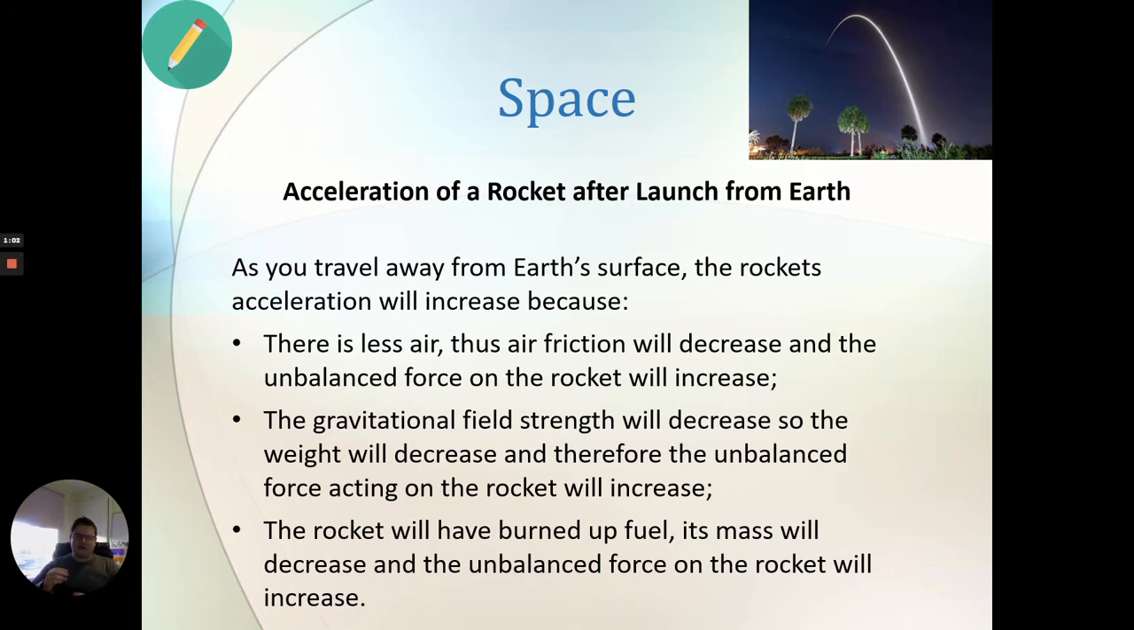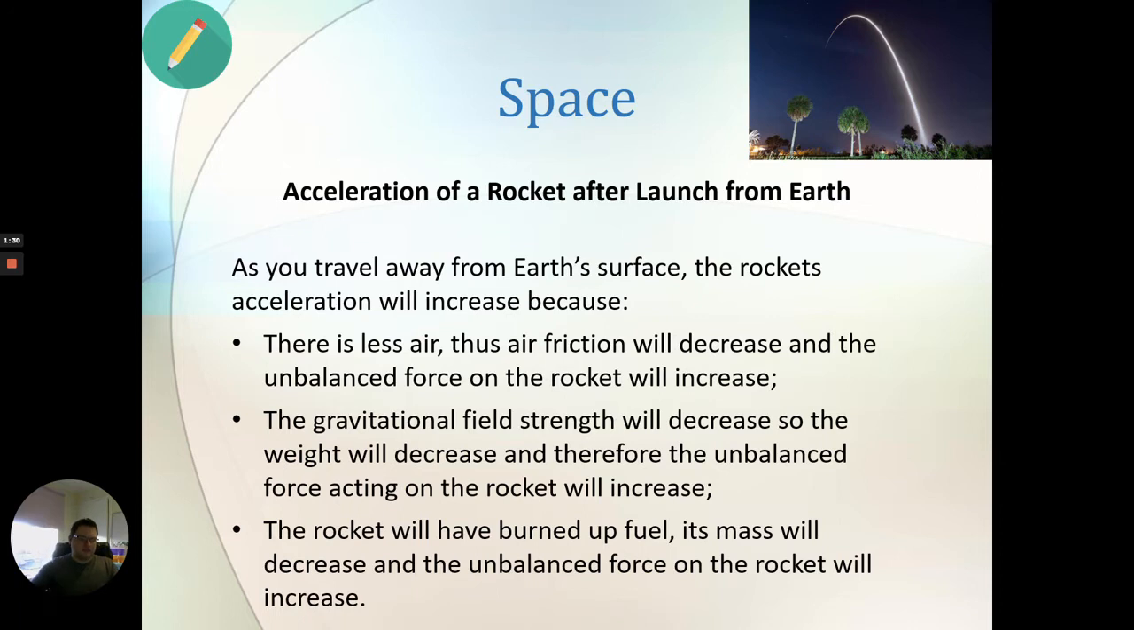The first thing is there's less air as you move up and away from the Earth. Basically, the atmosphere becomes less dense, there's fewer particles there, so the friction gets less. And if the rocket is still producing the same downward thrust, the same force to push it upwards, and it's meeting less resistance, it's going to accelerate. It's going to get faster.